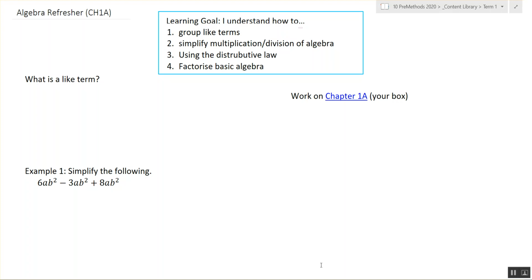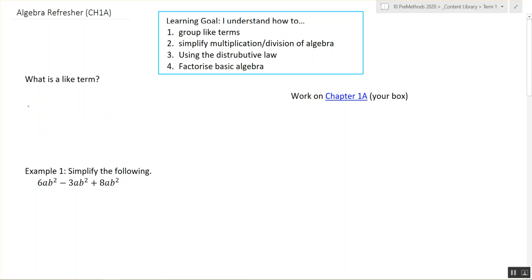What is a like term in algebra? A and 2A are like terms, because they both have A. What about A and 2A squared? No. Okay, so they're not like. So they have to have the same, what's that number up the top called? Power or indice. We did it last lesson, remember?